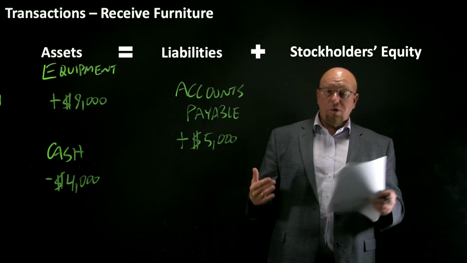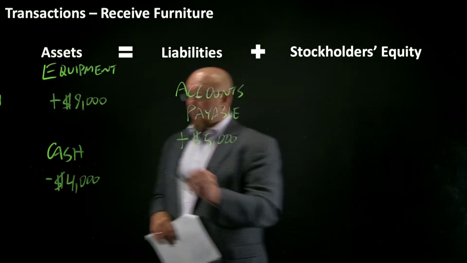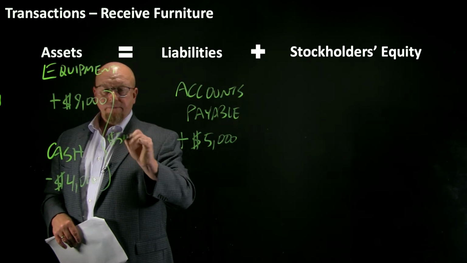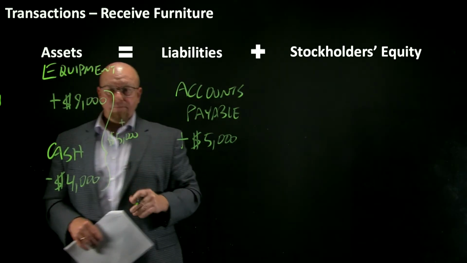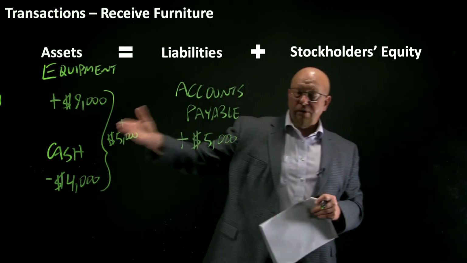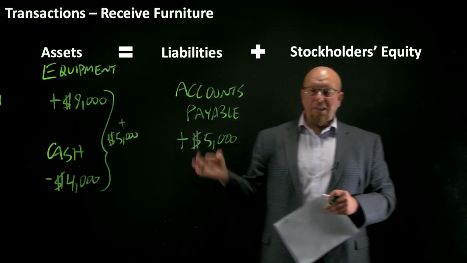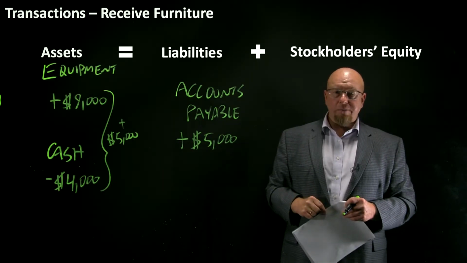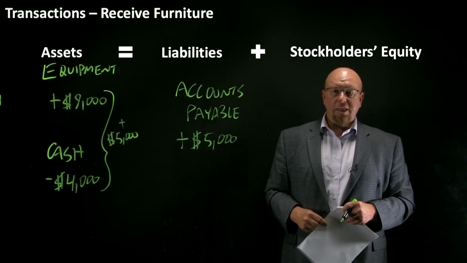You can see that this will cause the accounting equation to stay in balance. The net increase to assets here is $5,000. Two different accounts, but if you combine those accounts, assets increased by $5,000 as a result of this one transaction. And liabilities also increased by $5,000. The equation stays in balance.